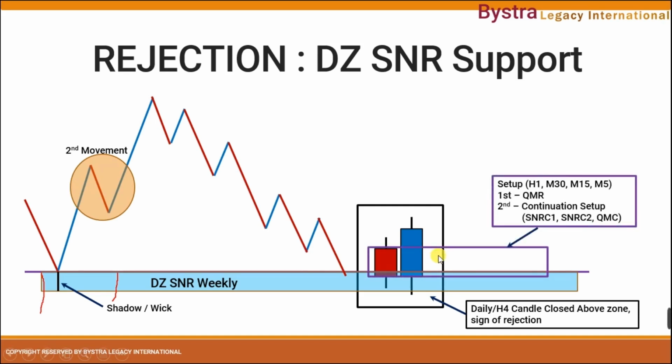So what setup will we be expecting? The F5 setup. If this is an H4 rejection, then we will look for the setup at the H1 time frame and below. If this is a daily rejection, then we look at the setup for the H4 time frame and below. Okay, so let's get into the examples on the chart.